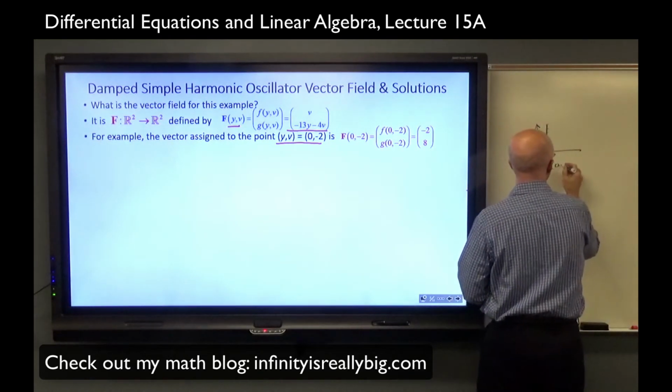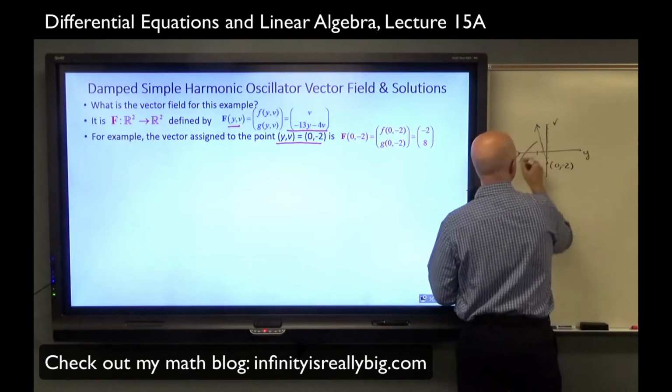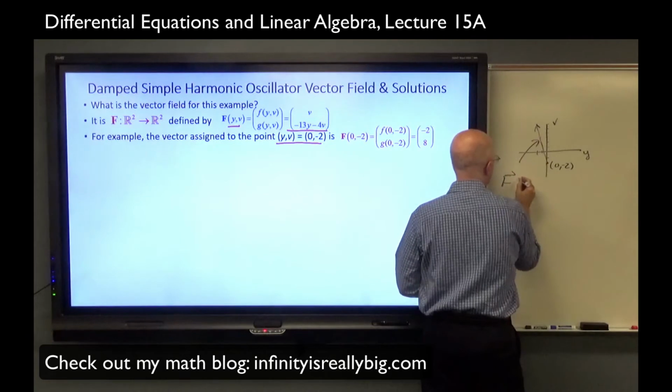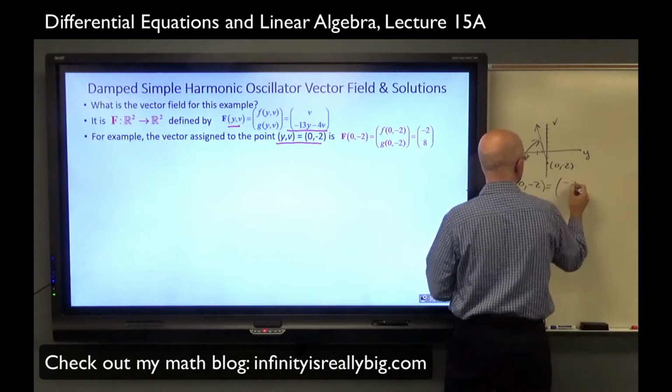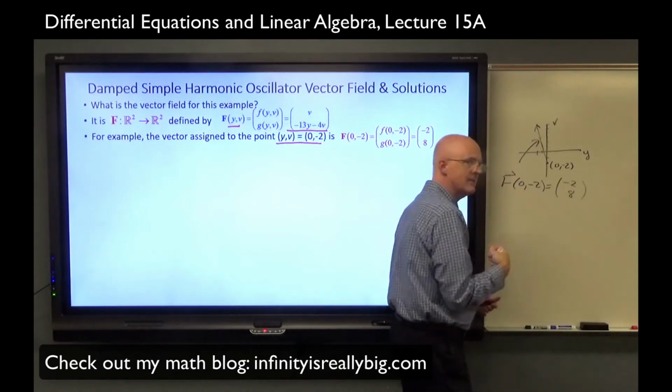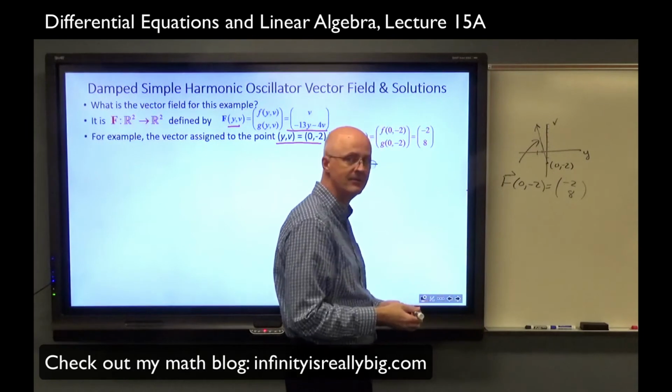That point is the point (0, -2). y equals 0, v equals -2. This vector right there is f of (0, -2). It has components -2, 8. It points to the left. That's why the first component is negative, and it points upward. That's why the second component is positive.